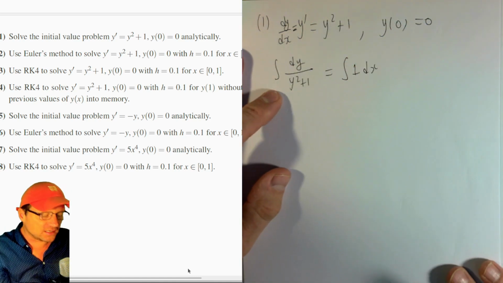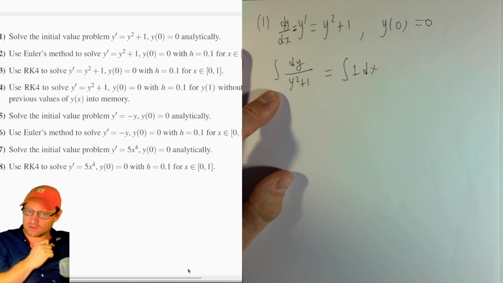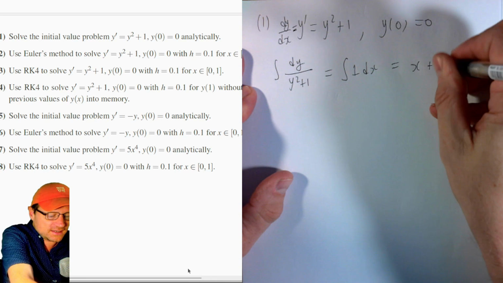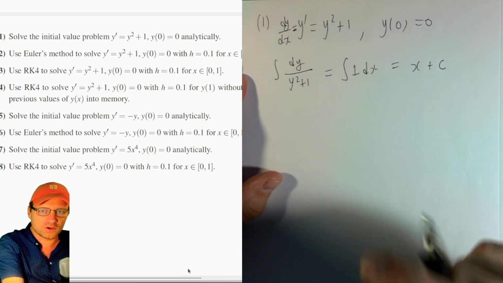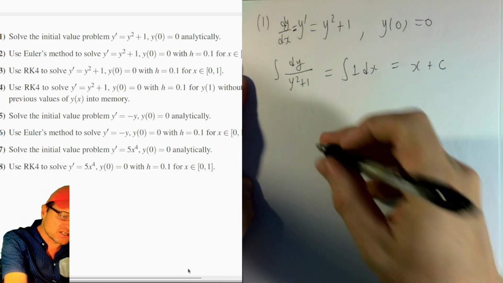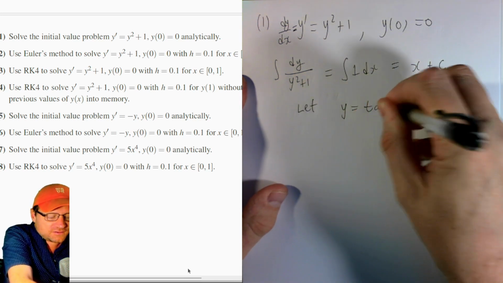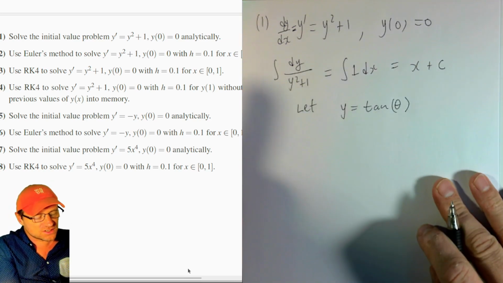So we want to integrate the left hand side because that's the more difficult of the two integrals. The right hand side is really easy. We just have x plus c. Okay, but on the left hand side, we're going to need to make a trigonometric substitution. So we say let y equal tan theta. Okay, so we want to do this in terms of theta.